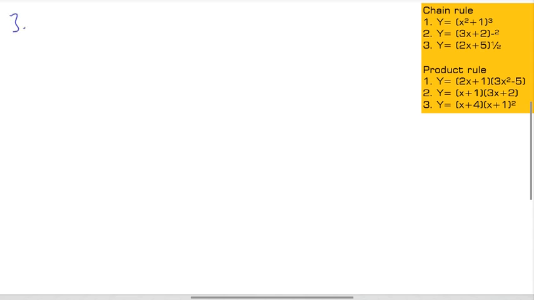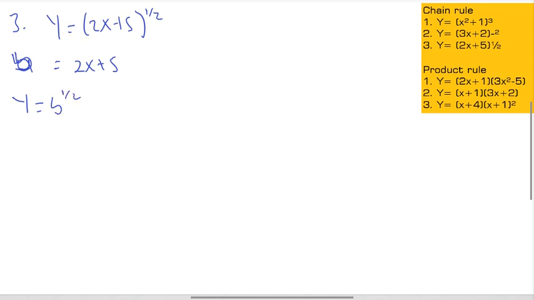For question 3 now, we have y equal to (2x plus 5) raised to the power 1 over 2. So you can go ahead and pause the video and try this one for yourself. Alright, so let's go. So we'll say u. You can use any letter, it doesn't necessarily have to be u. So let me just use another letter. Let's say b. b is equal to 2x plus 5. Right? So now y is equal to b raised to the power 1 over 2.